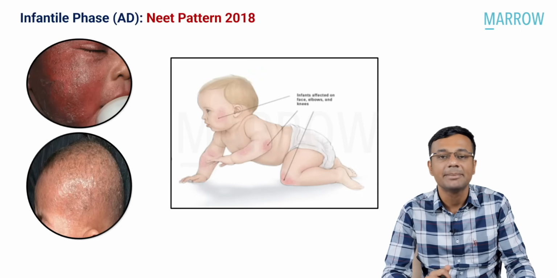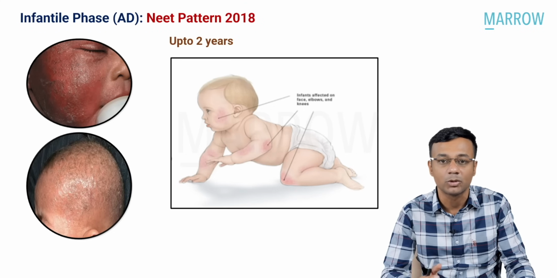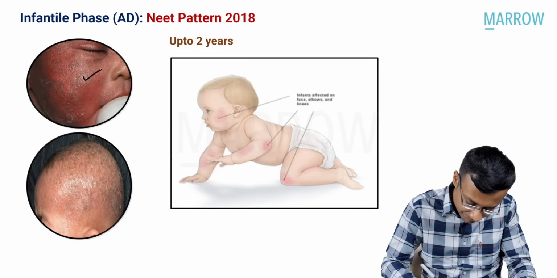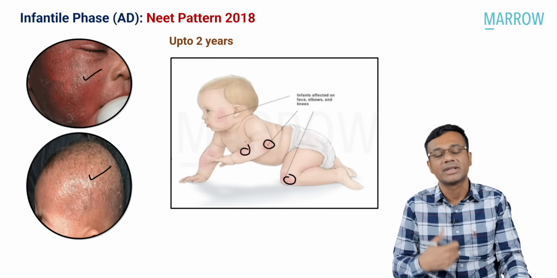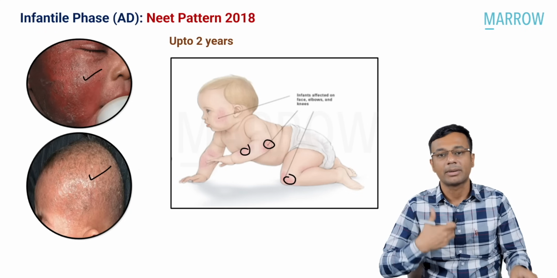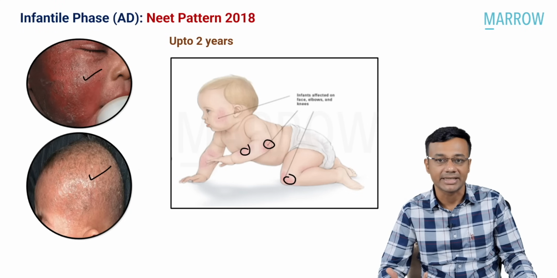There are 3 important phases of atopic dermatitis: the infantile phase, childhood phase, and the adult phase. Infantile phase is up to 2 years of life, where you can see the face is involved, the scalp is involved, and the extensor aspect of the body gets involved, because when the baby crawls, these are the parts which are going to come in contact with the ground, and that's why they eczematize.